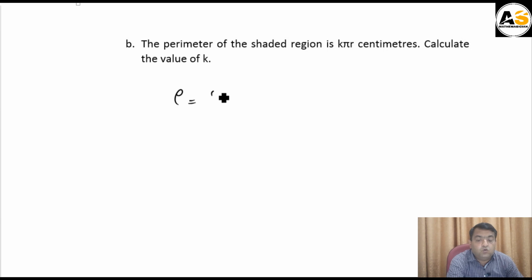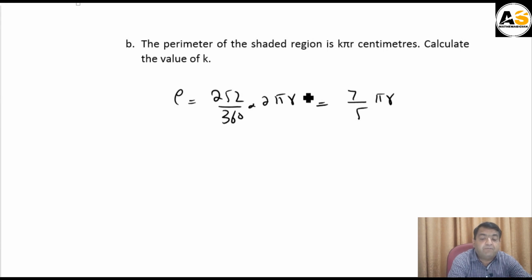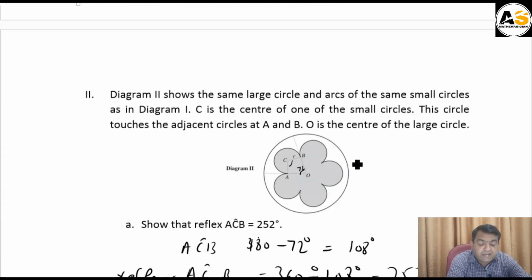This will be 252 over 360 into 2 pi r. And when I simplify this, I will get the value. This is equal to 7 over 5 pi r. 7 over 5 pi r is the perimeter of this part, 1.